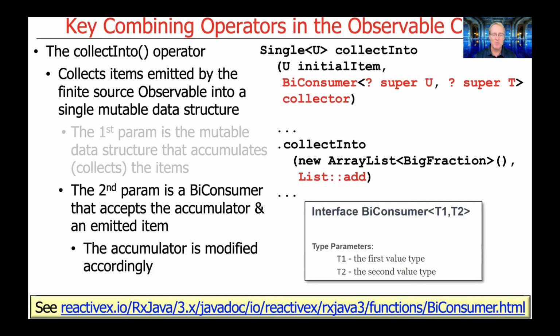The second parameter that's passed in is a BiConsumer, and that accepts the accumulator, which is the first parameter, and an emitted item, each one that's emitted in the stream of observables.